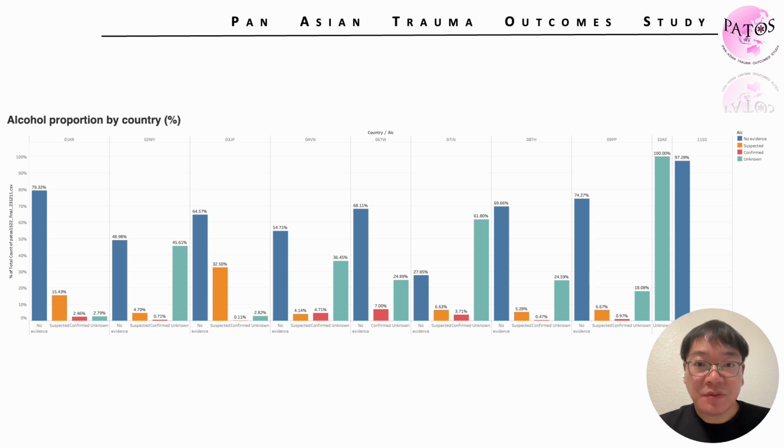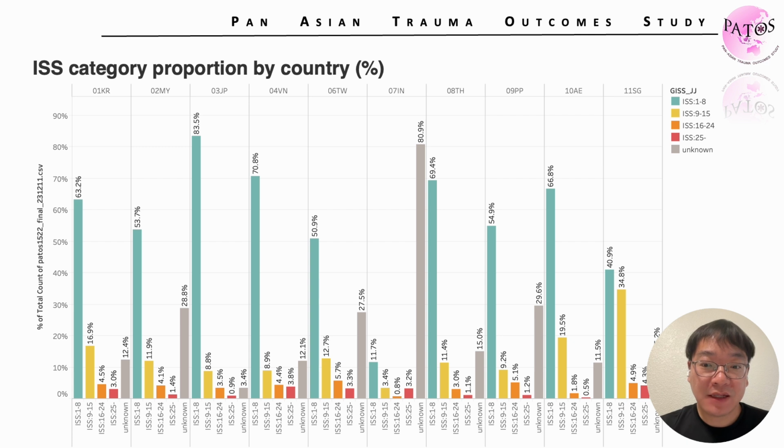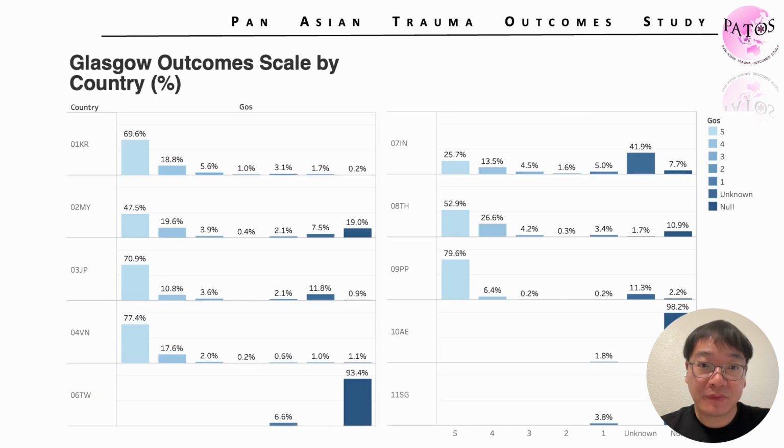The alcohol consumption proportion by country also varies, and there is also unknown information about alcohol in some countries. ISS, Injury Severity Score, is one of the most important variables in the PATOS database. You can also see that the fraction of ISS categories varies by country. GOS, the Glasgow Outcome Scale, also differs by country. Some countries do not enter the GOS variable.